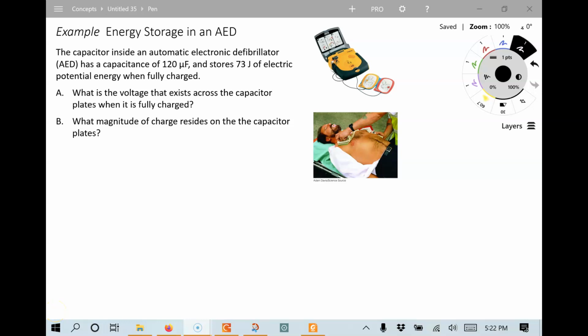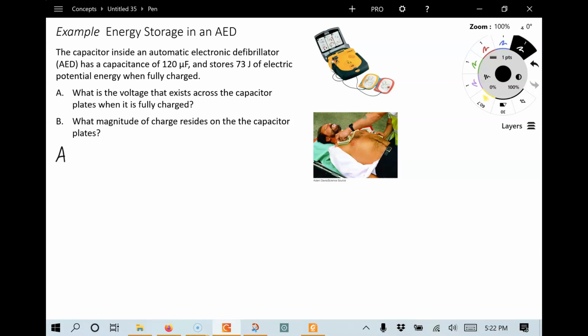Hi, this is an example problem from Chapter 19 about energy storage in an automatic electric defibrillator. Pause for a moment and read the question. So we've got an automatic electric defibrillator here, which uses a capacitor to store electrical energy, electric potential energy, which can then be released as the charges flow as a current through a person to get the heart started again.